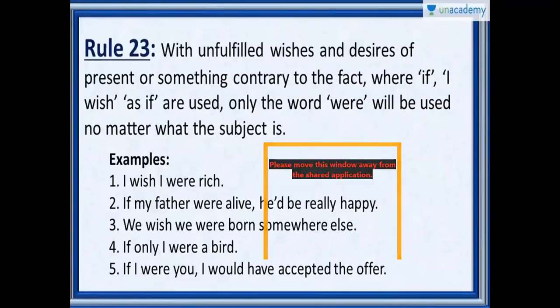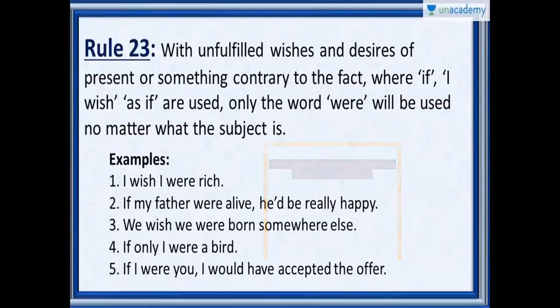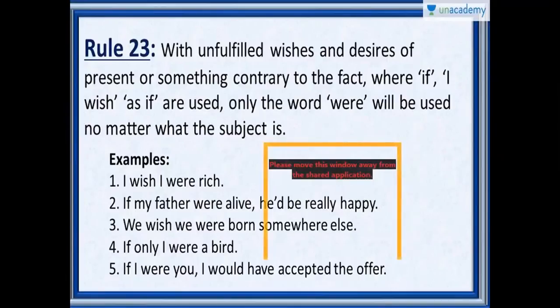So remember, unfulfilled wishes like I wish, if, if only, as if, if these are there in the sentence, always blindly use a word called were. Not even a plural verb. Only were is used. If I were rich, you should not say if I was rich. It is wrong. Why? Because this is a rule in grammar that along with if, as it is unfulfilled, we are telling if I were rich. So you have to use were.